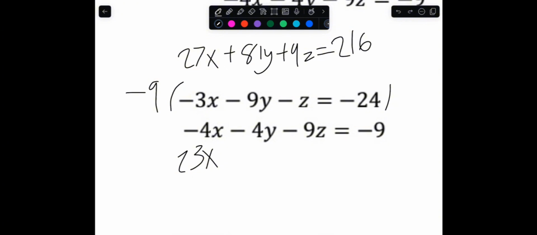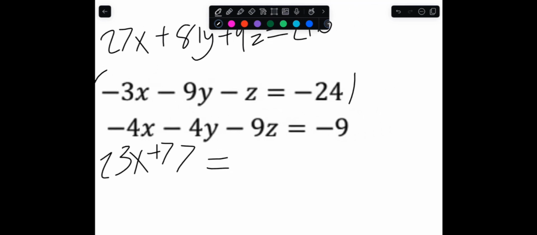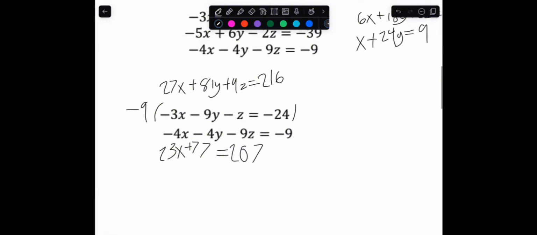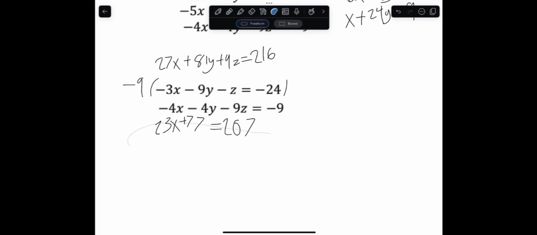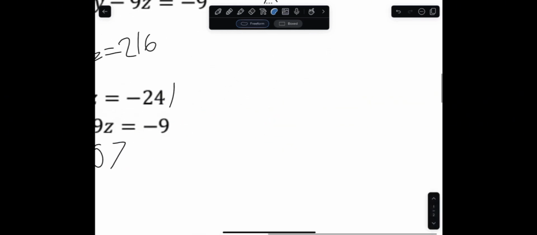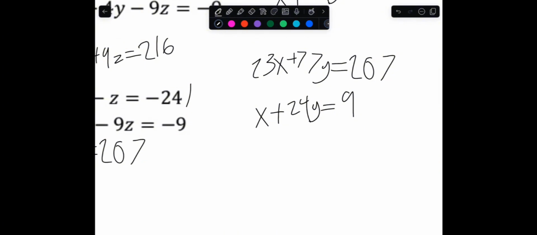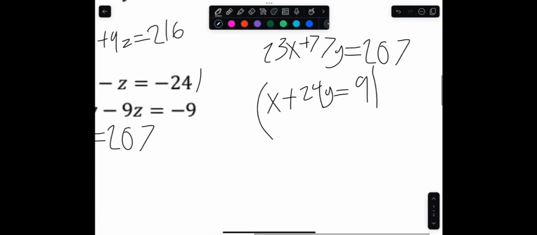And now, of course, we're going to combine the old equation with the new equation. Now this should get us 23x plus 77 equals 207. I know the number is really high. Don't be scared. It will get lower. Now we're going to take these two new equations that we have, and we're going to basically use elimination on them.